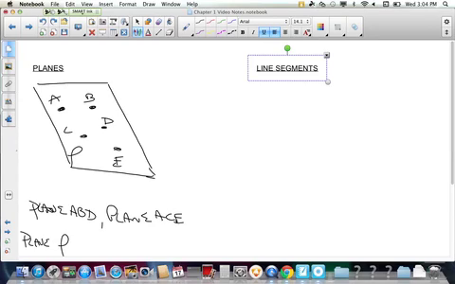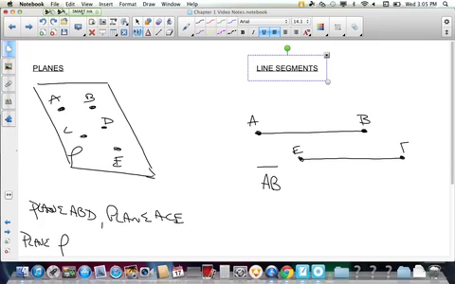Line segment. The difference between a line segment and a line is that a line is infinite. A line segment is not. A line segment has a beginning and it has an end. So when we look at a line segment, it will have a point at the beginning and at the end. There are no arrows. Notice the difference between the line and a line segment. Now, when I name this line segment, we use the endpoints, A and B in this case, and we just put a line above it. No arrows on it.